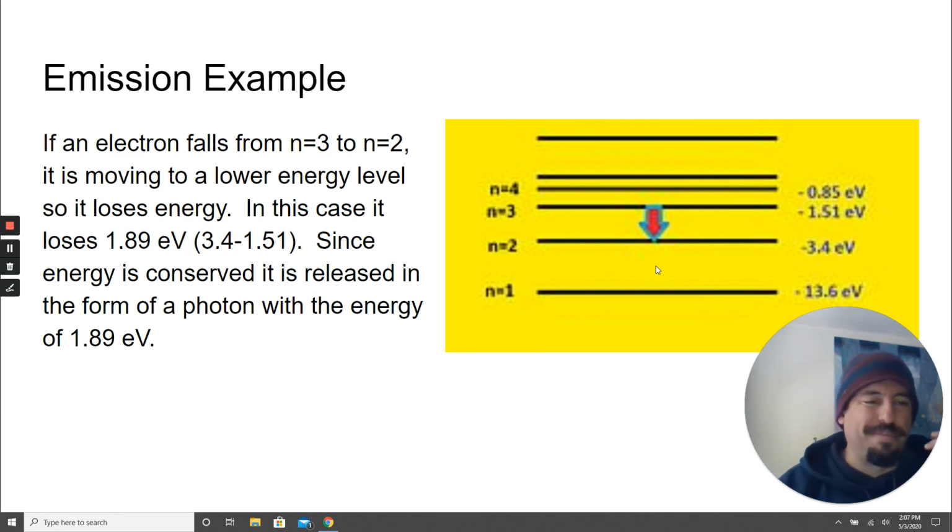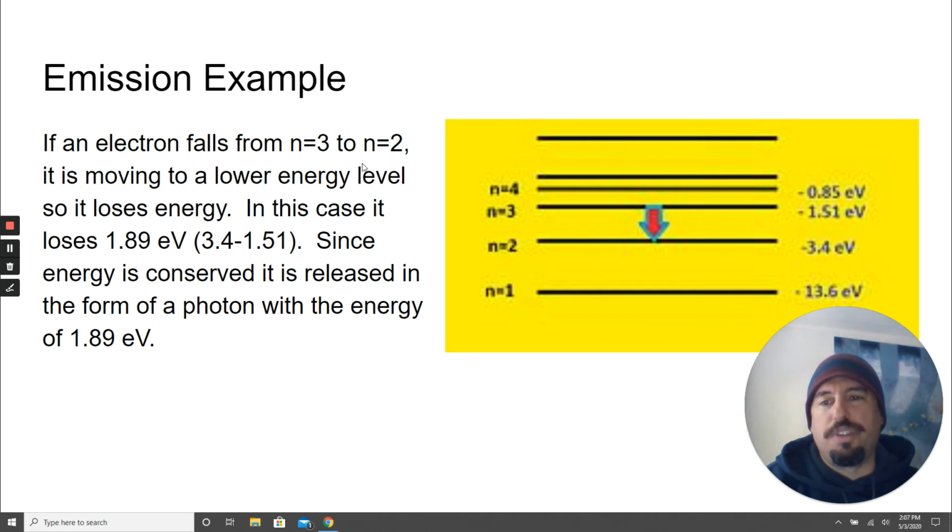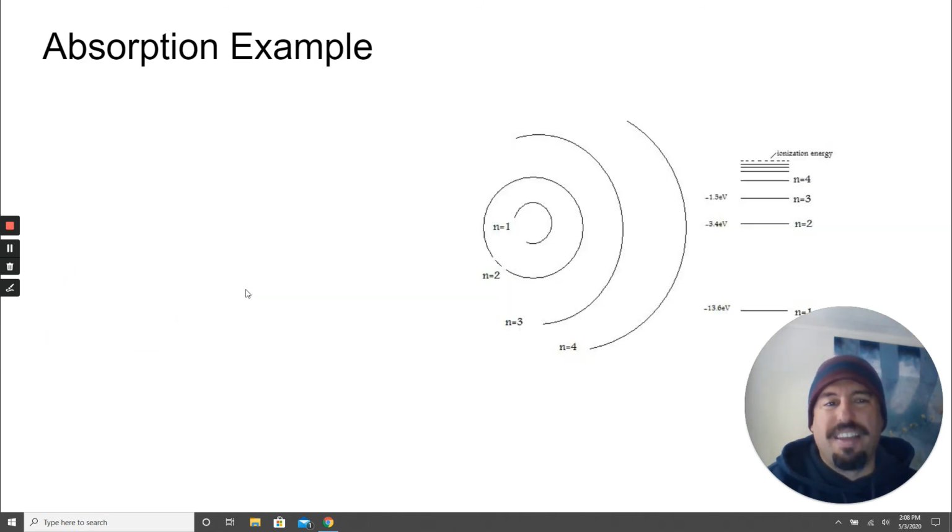Let's do some actual numbers here. So here we have an electron that falls from n equals 3 to n equals 2. So in this case, it's falling from negative 1.51 to negative 3.4. So if we subtract 3.4 minus 1.51, we see it's 1.89 is the difference between N3 and N2. So that difference is the energy that that photon will have. Makes sense, yes? All right.